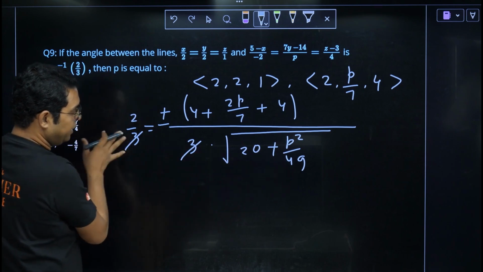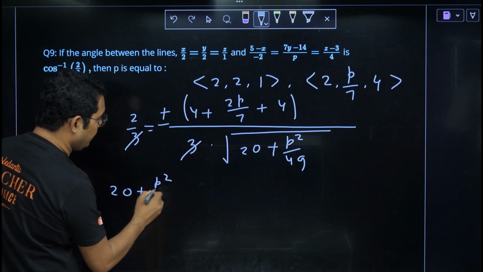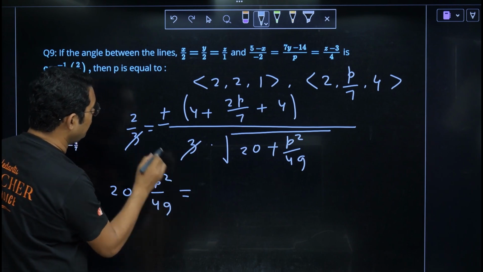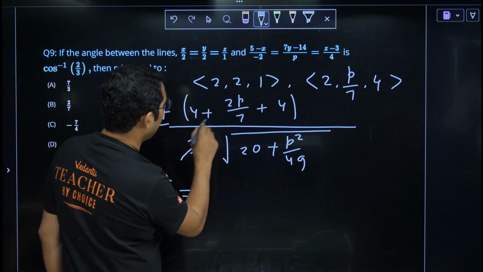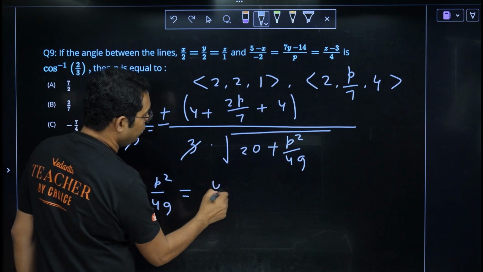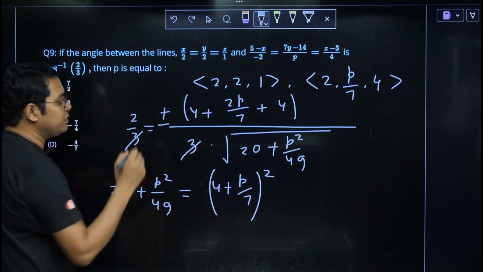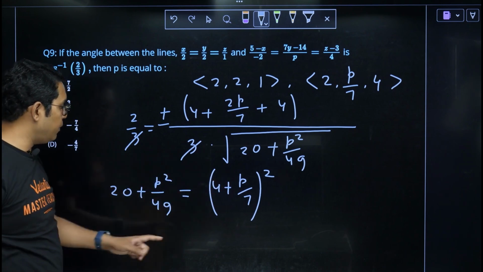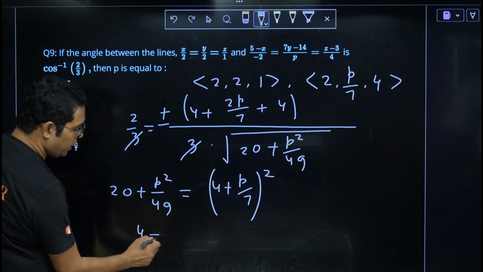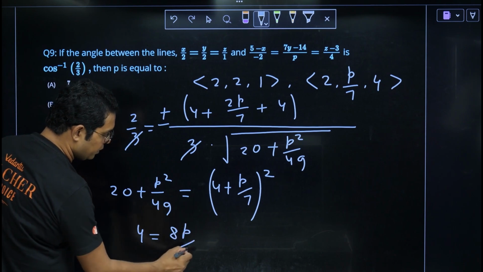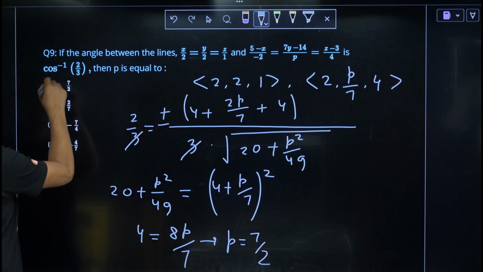If I bring this thing here and do the squaring, so 20 plus p square upon 49 equal to, I will divide first this thing by 2. So it will be 4 plus 4, 8 by 2. So 4 plus p by 7 whole square. Okay, that plus minus sign will go. And you can see the p square upon 49 term is getting cancelled. This 4 into 4, 16 will come here. So 4 equal to 8p upon 7. This gives p equal to 7 by 2. So answer for this question is A.